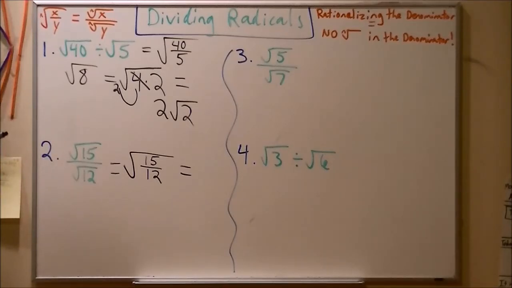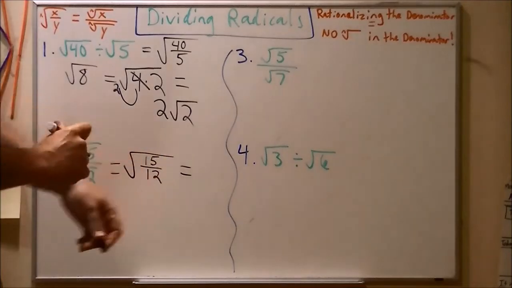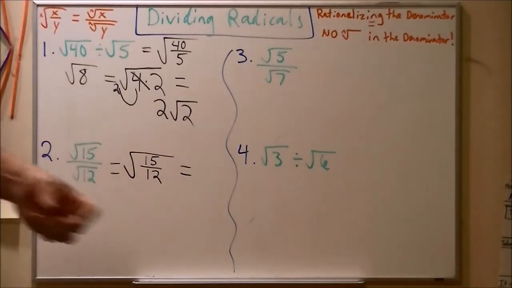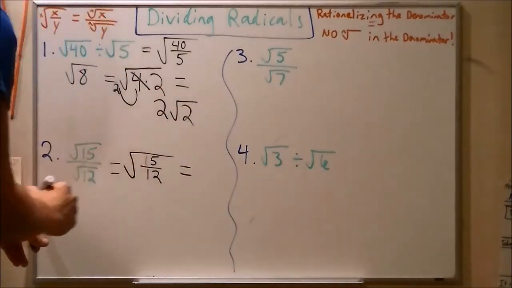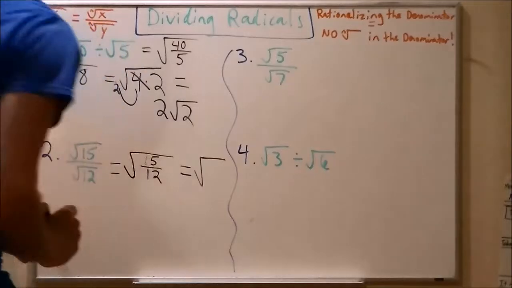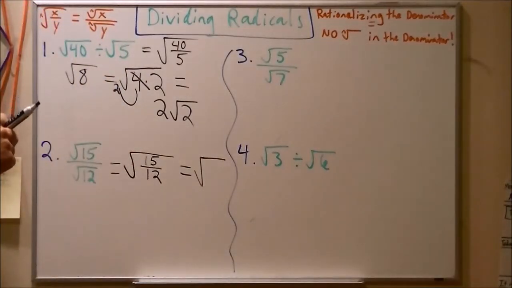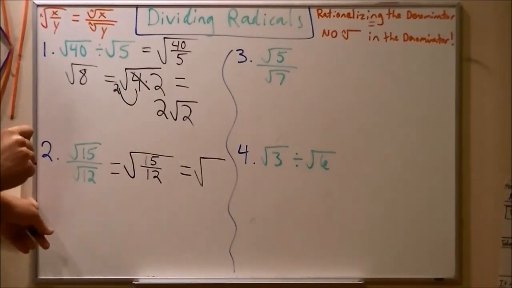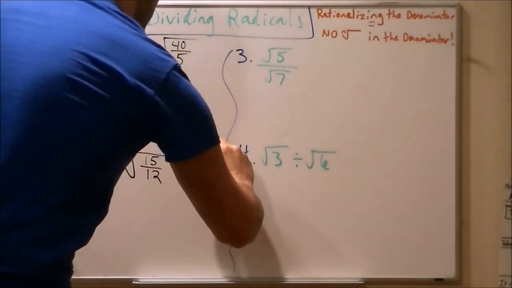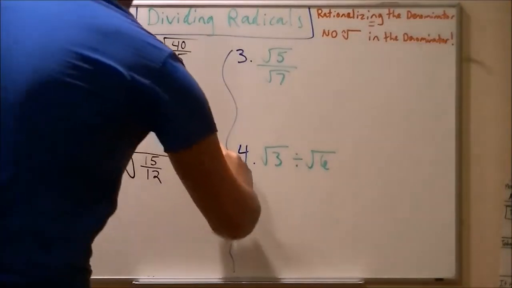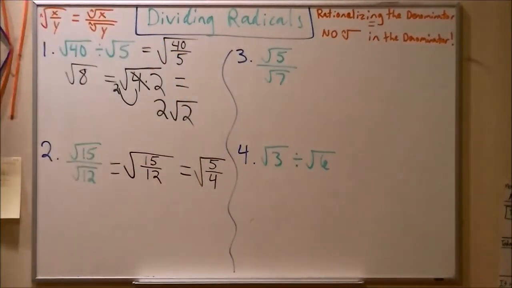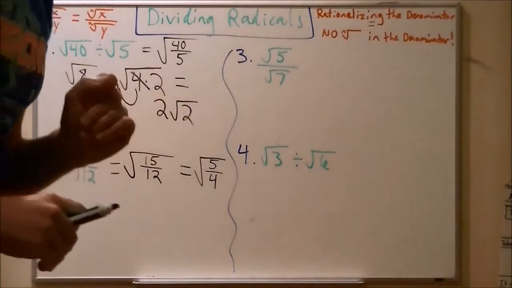What is 15 over 12 reduced, that fraction reduced? What will go into each of these evenly? What number? That is the number 3. So 15, and don't forget your square root symbol though, okay? So, square root symbol, right? 15 divided by 3 is what? 5 over, or divided by, what's 12 divided by 3? 4. So 5/4. Now, here's where things get a little bit interesting.